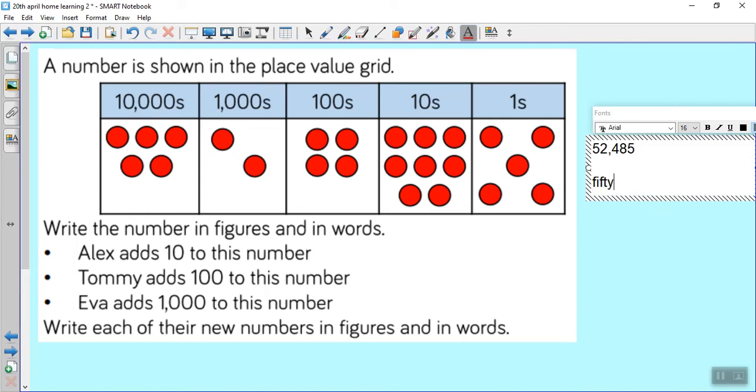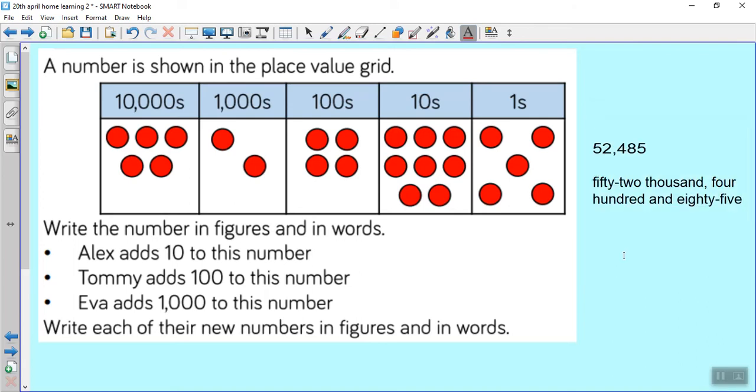I need to now write this in words. Now when we have 2-digit numbers like 52, we hyphenate them. 52,000. Because there's a comma here, we can put a comma in just so it's clearer. 52,000, 52,400, and then again we've got this 85 which we stick together, so we need a hyphen. 85. 52,485.